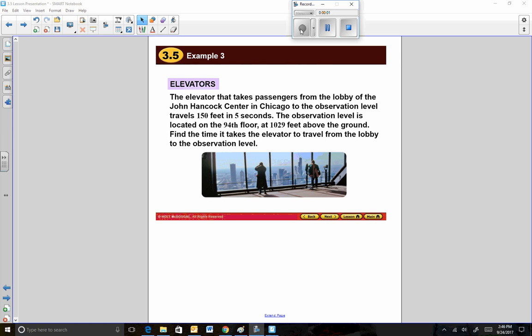All right, class. In our third example, we're going to see how a proportion can help you solve a word problem. The elevator that takes passengers from the lobby of the John Hancock Center in Chicago to the observation level travels 150 feet in 5 seconds. So I suggest we go ahead and write that down. 150 feet for every 5 seconds.